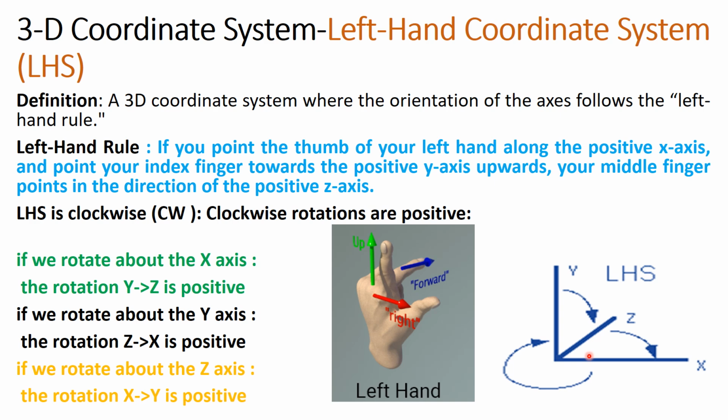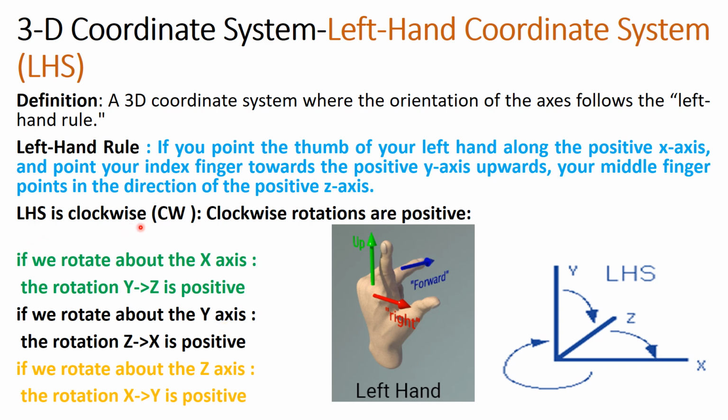فإذا وجهت إبهام يدك اليسرى تجاه المحور X الموجب، ووجهت السبابة تجاه المحور Y الموجب إلى الأعلى، فإن الوسطى يتجه تجاه المحور Z الموجب اللي قلنا بيكون away إلى الداخل من الشاشة كما تحدثنا من قبل.